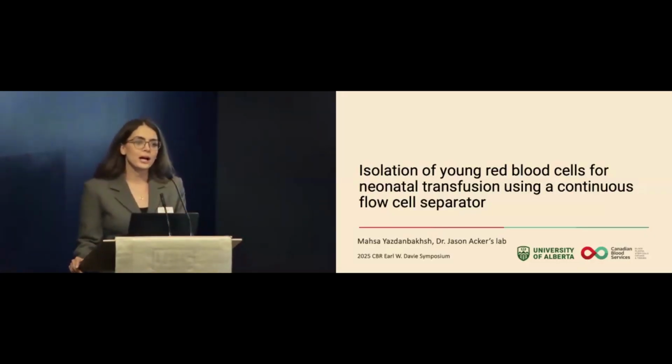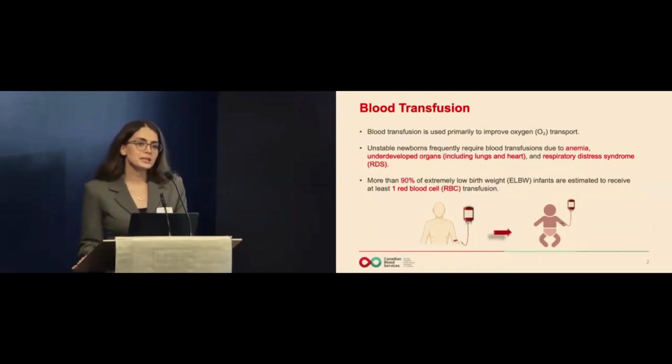Today I'm going to talk about how we can isolate young red blood cells and use these kinds of products for neonates. Blood transfusion is primarily used to improve oxygen delivery, and unstable newborns frequently require red blood cell transfusion. This could be due to anemia, underdeveloped organs, or respiratory distress syndrome. More than 90% of extremely low birth weight infants are estimated to receive at least one red blood cell transfusion. And the red blood cells that we use for these recipients are from adult red blood cells.